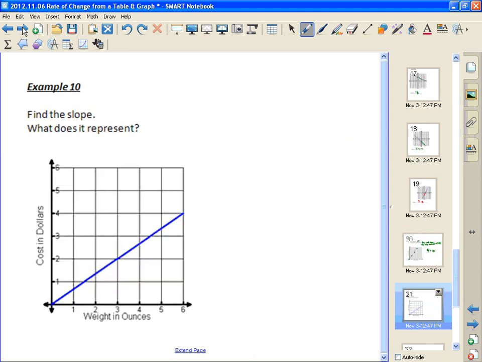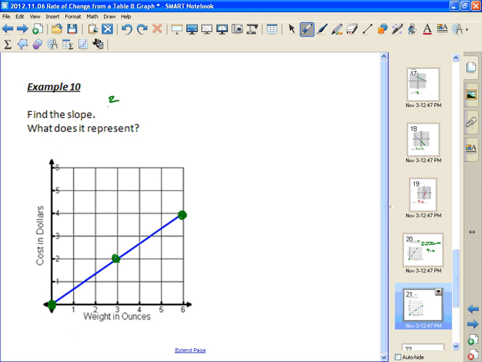Okay, then on example 10, it says to find the slope again. So I can see that it crosses through there at 0, 0. Another spot that it crosses through is at 3, 2. And then the last spot that it crosses through is at 6, 4. So we have cost in dollars on the y-axis, weight in ounces on the x-axis. So the cost goes up $2 when the weight in ounces goes over 3.